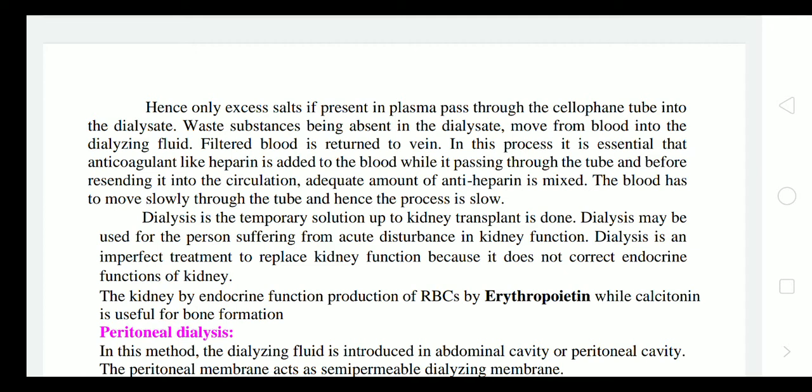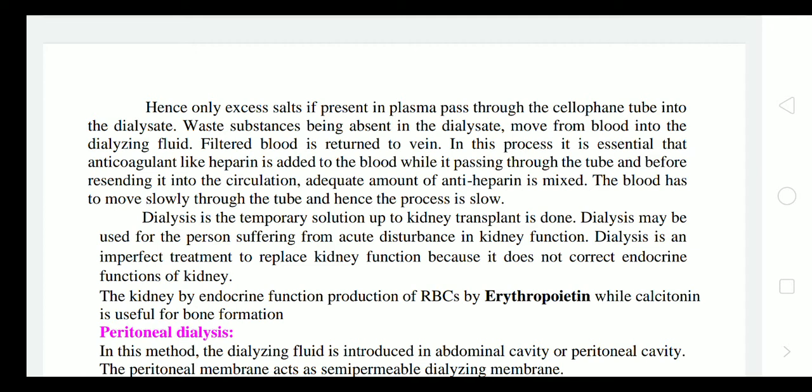An adequate amount of antiheparin is mixed, the blood has to move slowly through the tube, and hence the process is slow, which takes much time. We know that dialysis patients, even just after taking an appointment, have to wait for 5 to 6 hours, and the process takes 1 to 1.5 hours.